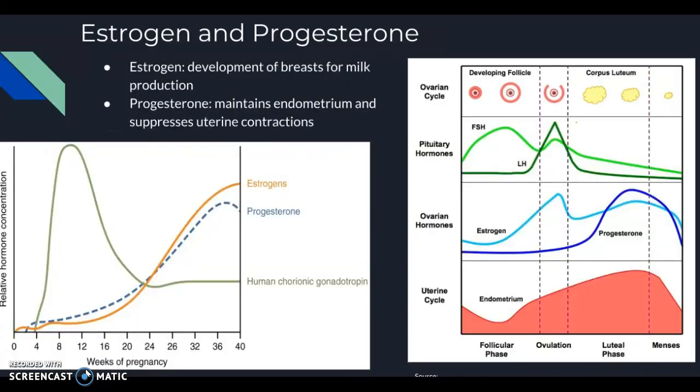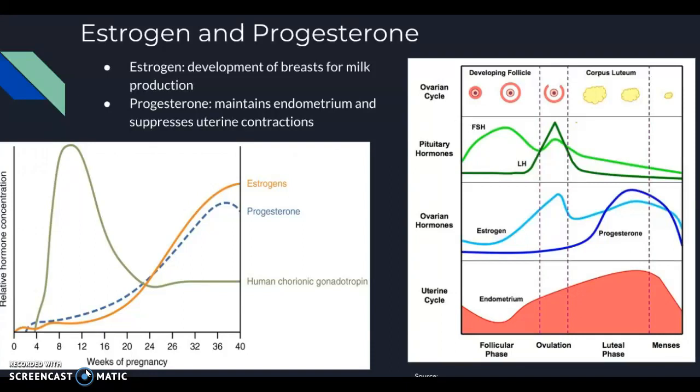The last two hormones we'll be talking about today are estrogen and progesterone. These two hormones are produced continuously, first by the corpus luteum and then by the placenta once it's developed. Estrogen plays a role in the development of milk ducts within the breasts. This allows lactation to support the baby once it's born, and the progesterone maintains the endometrial layer throughout the pregnancy, as well as suppresses uterine contractions later in pregnancy.